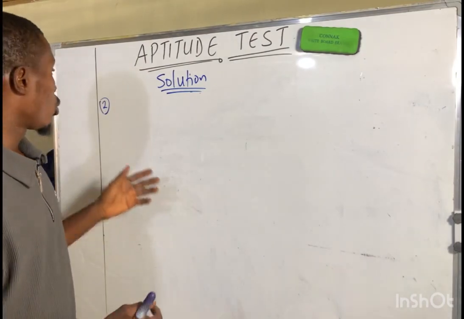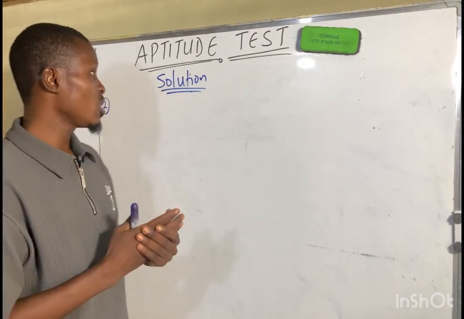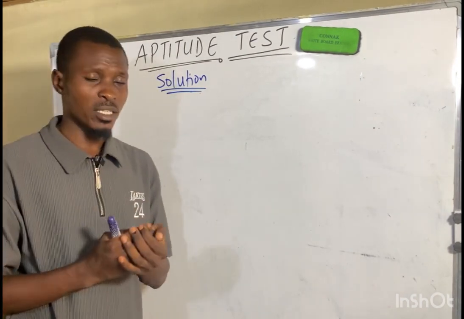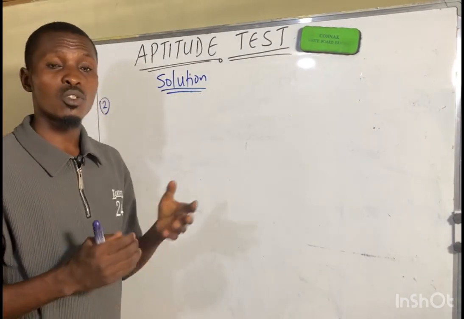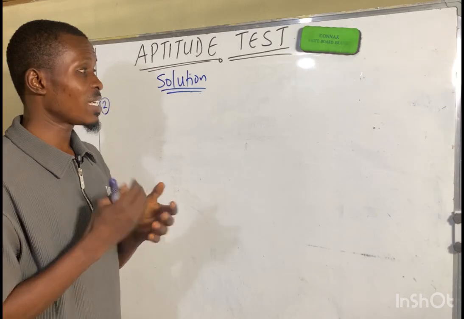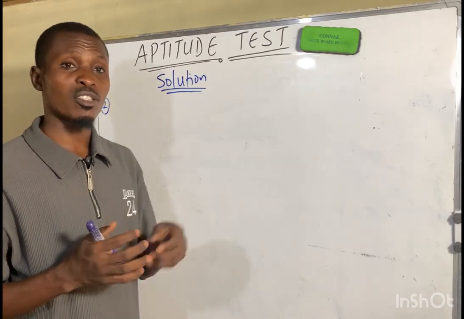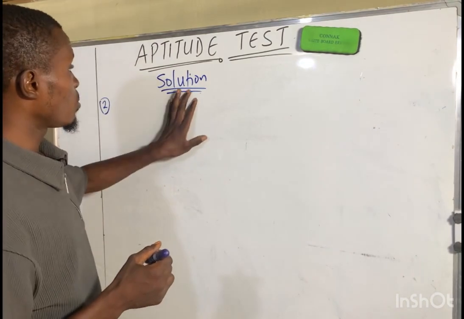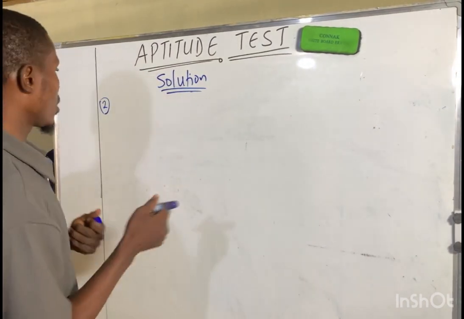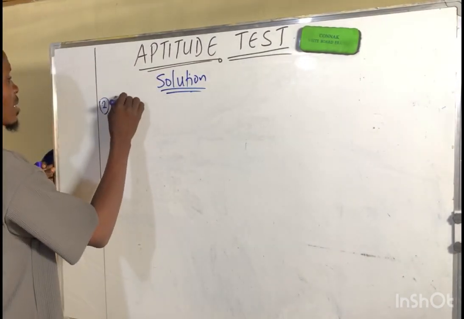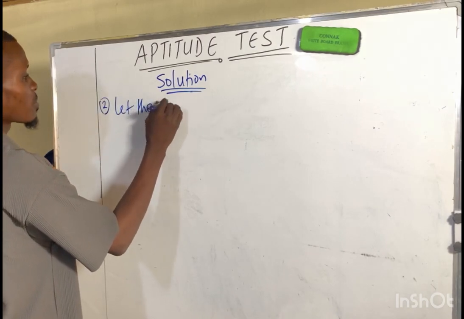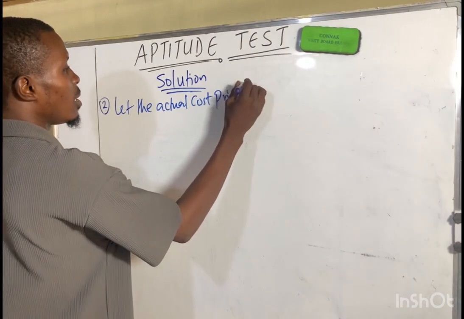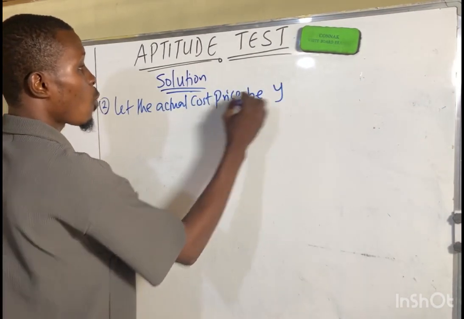All right, number two is actually a word problem. We're asked to find the actual cost price after decreasing 24% of an article that costs 912 rupees. Since it's a word problem, in mathematics, what we do is let the actual cost price be y.